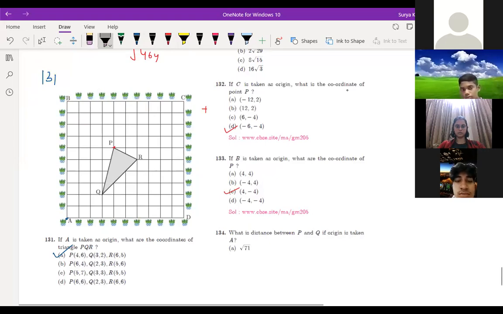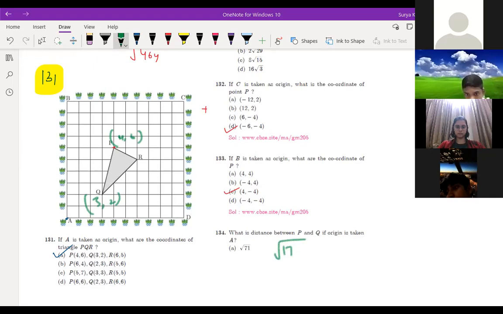To match the answers also parallelly, we are not making mistakes here, no. Now, what is the distance between P and Q if the origin is taken as A? P you already know is 4 comma 6 and Q is 3 comma 2. The 4 squared plus 1 squared is 17, right? Root 17 will come for this answer. Check, what is the answer for this? Root 17, right?